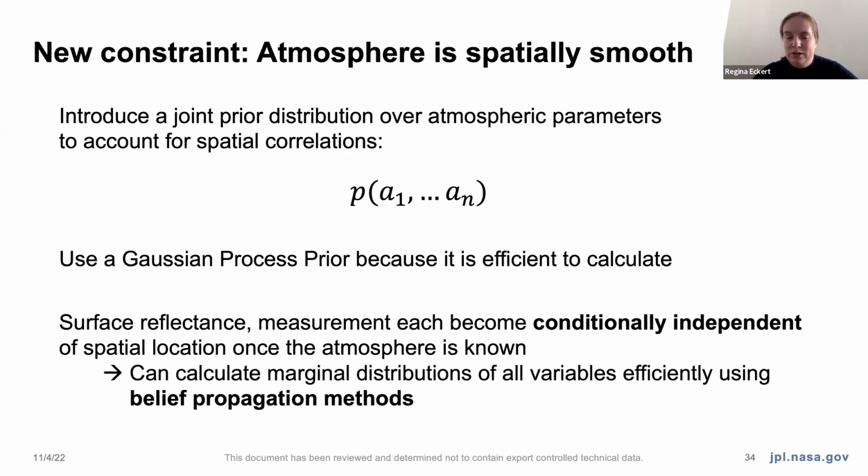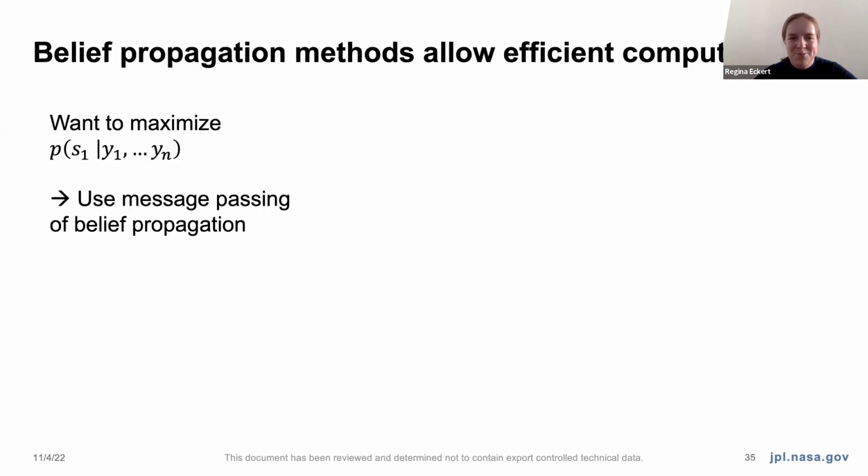So then when those are conditionally independent, we can use belief propagation methods to calculate the marginal distributions of all of our variables. All right, there's a lot of words here. One way to break this down is, again, we're trying to now maximize our surface reconstruction given all of our measurements Y across the image. And we're going to use the message passing of belief propagation.